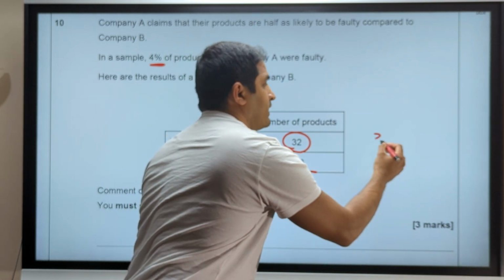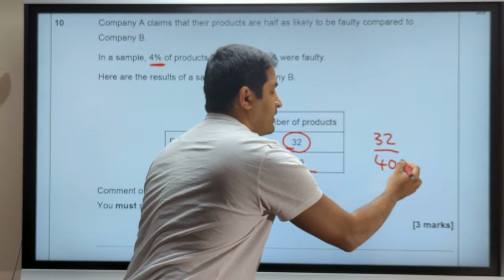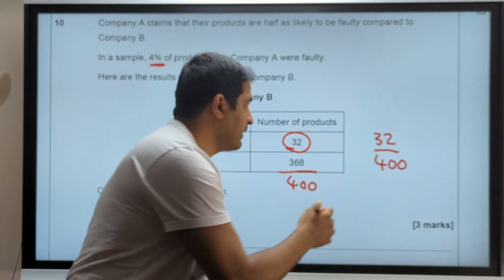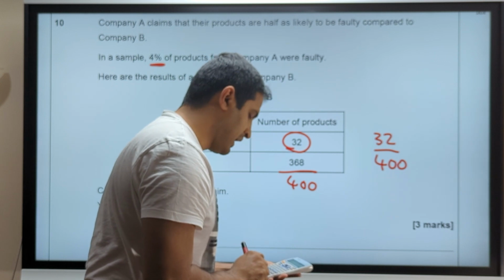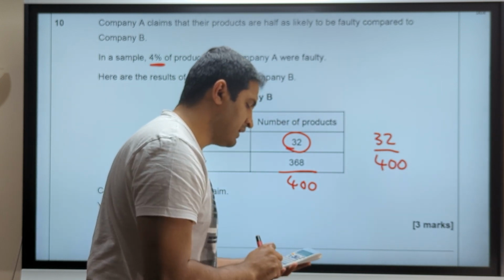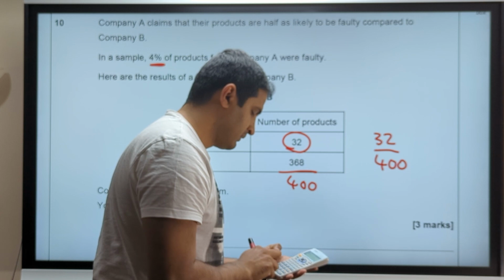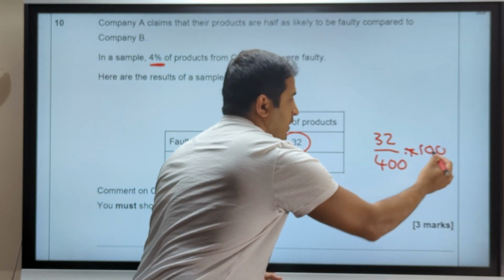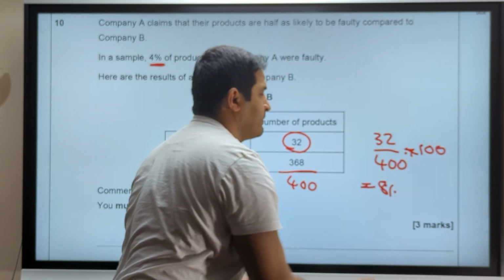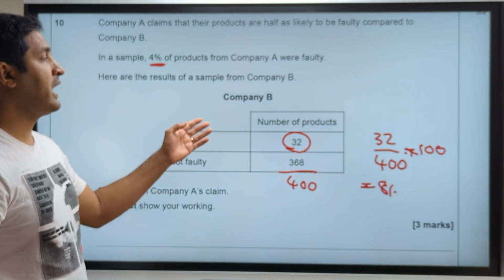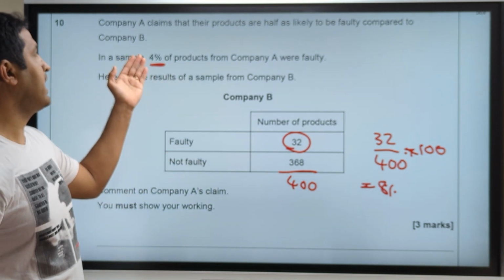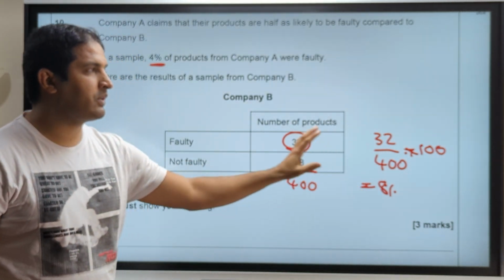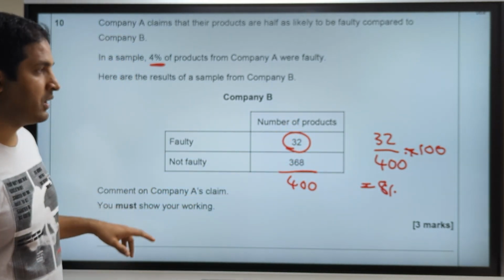So we're saying, what is 32 out of 400 as a percentage? We just put that in the calculator, and you should get 8%, and if it's not 8%, we can say the claim is wrong. That gives you 8%. So that's right. Company B has 8% faulty product, whereas company A has 4% faulty product. So the claim is correct. We just worked out the actual working that we needed to do.